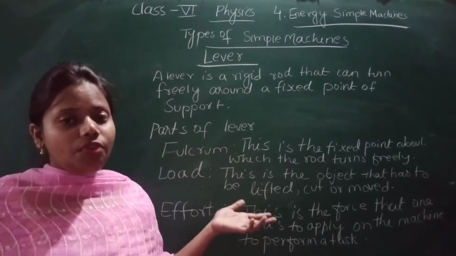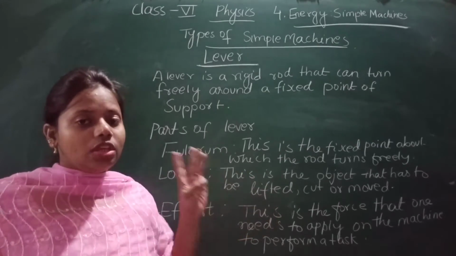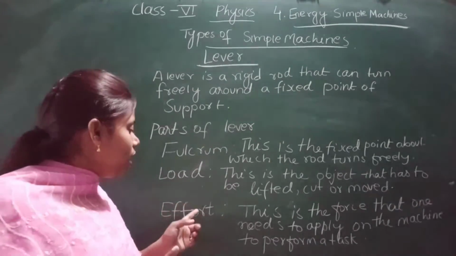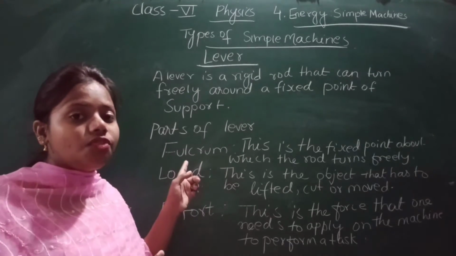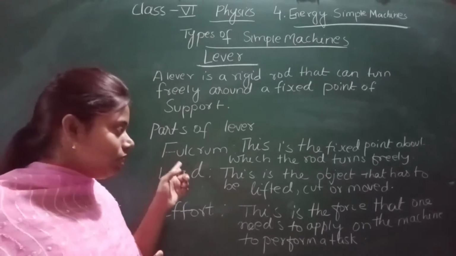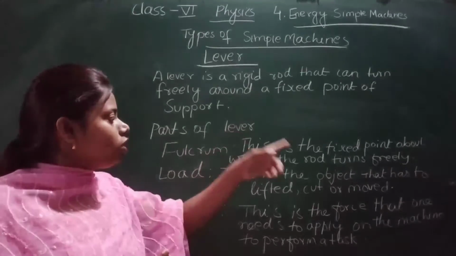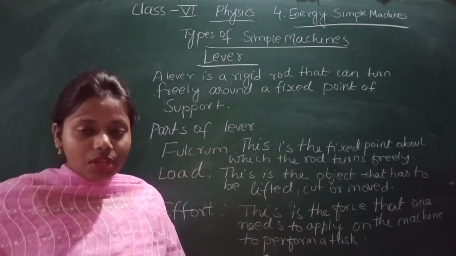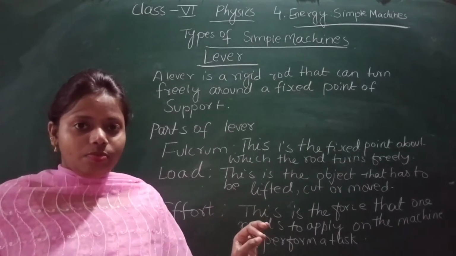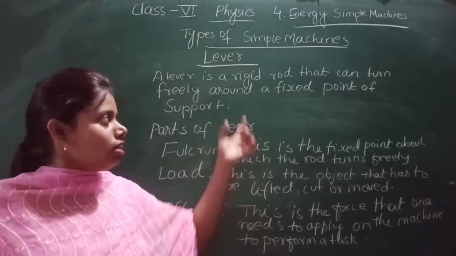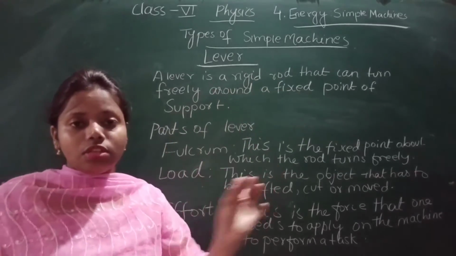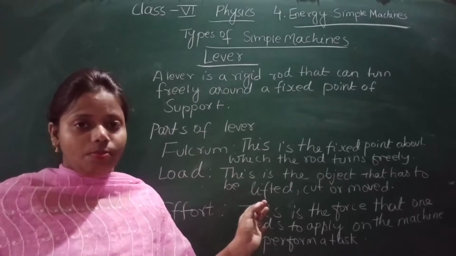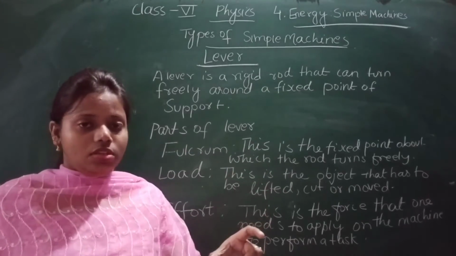Now there are parts of a lever. There are 3 parts: number 1 is fulcrum, number 2 is load, number 3 is effort. What is the fulcrum? This is the fixed point about which the rod turns freely. The lever turns around a fixed point of support, and that fixed point is the fulcrum. The fulcrum will be fixed.